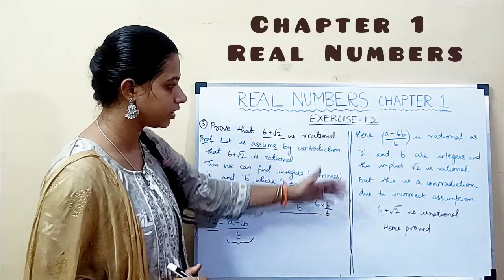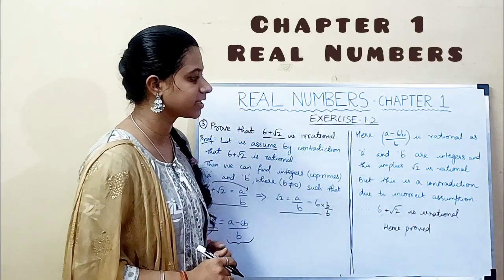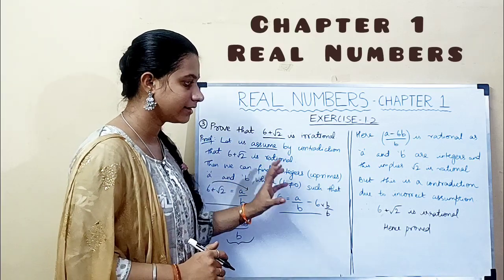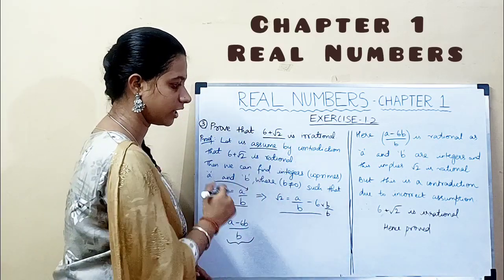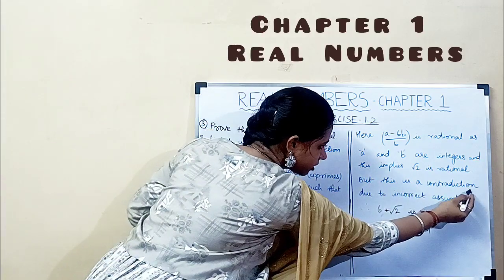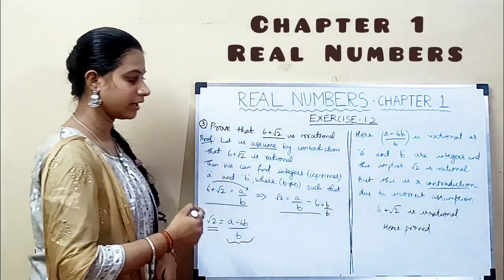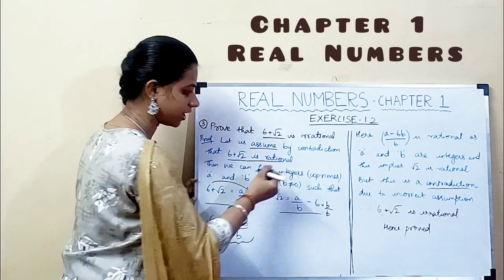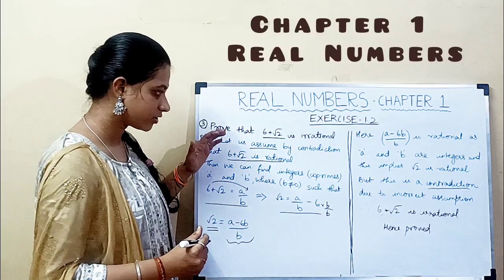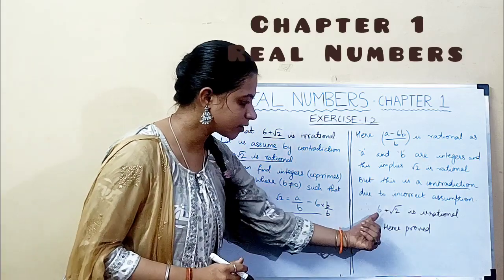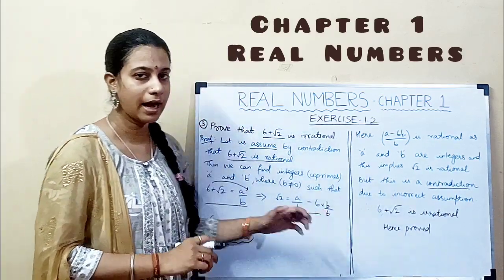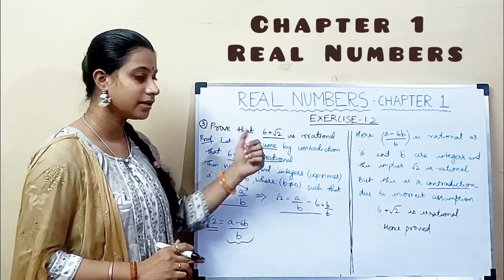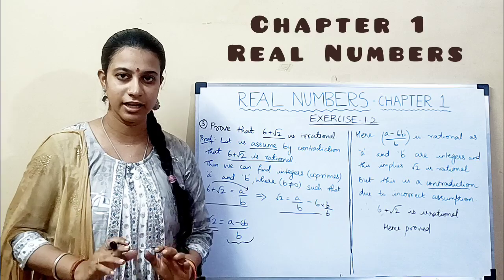Now properly putting it in the form, we get here a minus 6b by b is rational as a and b are integers, and this implies root 2 is rational. But this is a contradiction due to our incorrect assumption that 6 plus root 2 is rational. Since our assumption is wrong, we can conclude that 6 plus root 2 is irrational, and in this way we are proving the required condition that 6 plus root 2 is irrational.